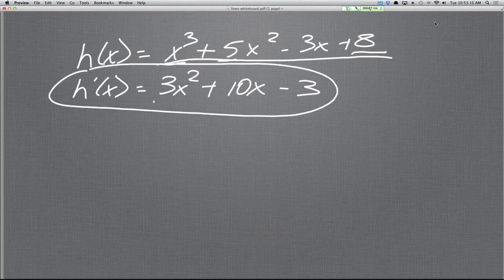Now, don't just give me this part. Make sure you give me that over there as well. Make sure you tell me you're talking about the derivative. So h prime of x. Make sure you have h prime of x equals that.